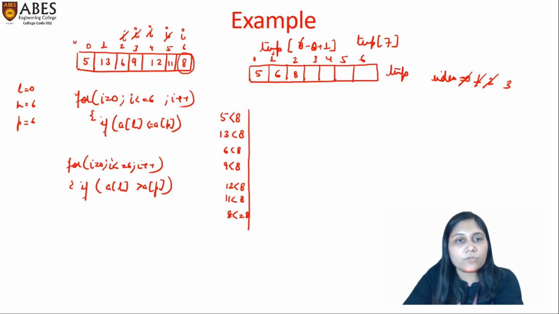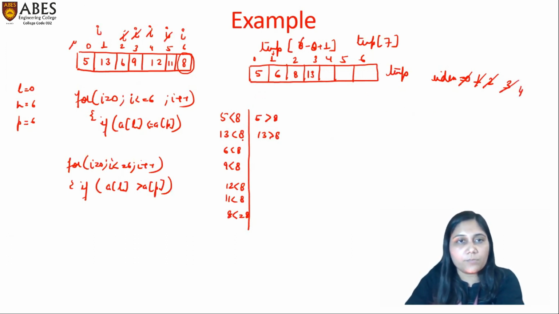So 5. Your 5 is less than... is 5 greater than 8? False. 13 is greater than 8. Condition is true. I will come from here to here. Okay. Now you can put 13 over here. Right. Our index will become 4.